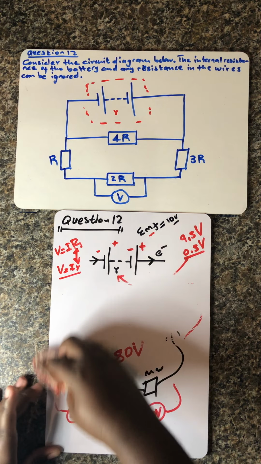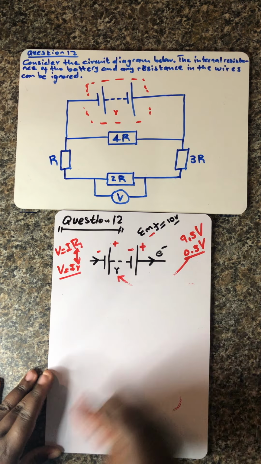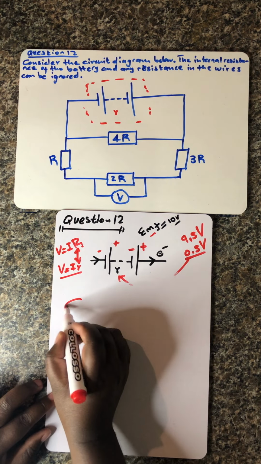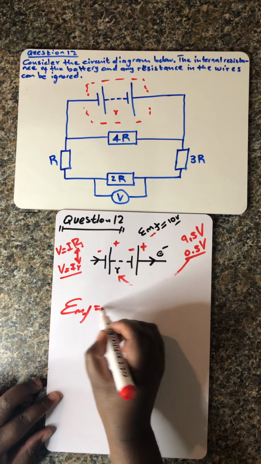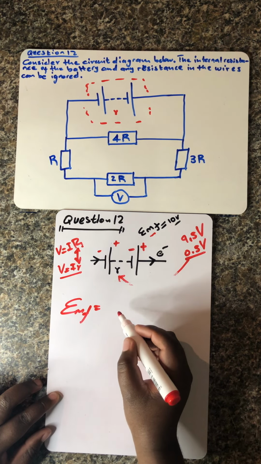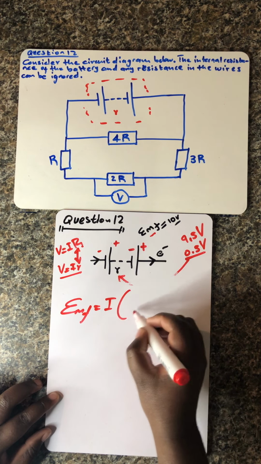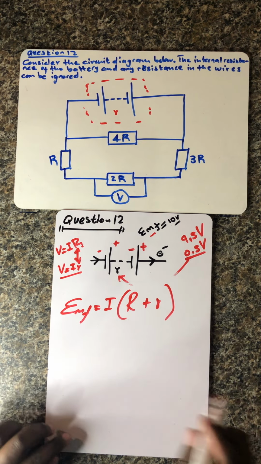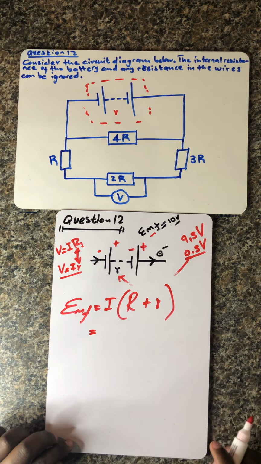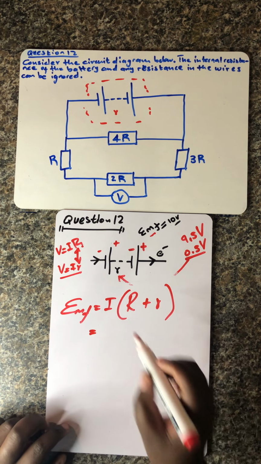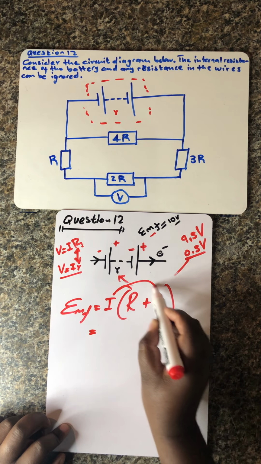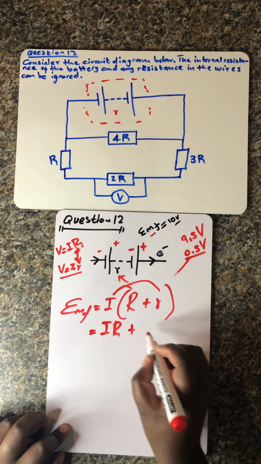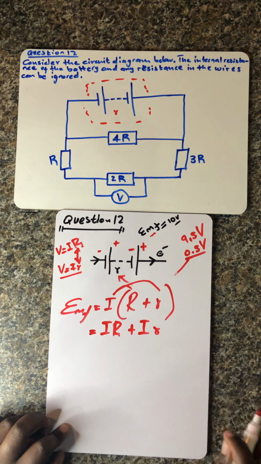Guys, I want you to notice something. I'll just remove all of this information. I hope you fully understood. So ladies and gentlemen, we've got a formula which says EMF equals I into (capital letter R plus small letter r). We can further work out this formula by multiplying by I, so you've got I capital R plus I small r.